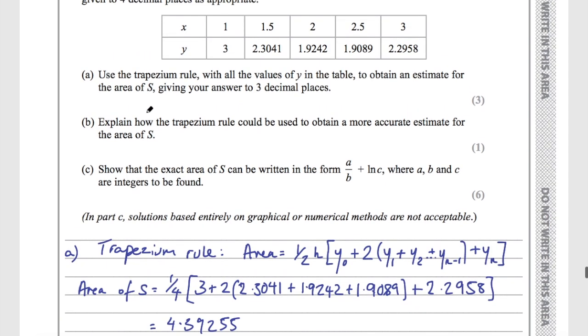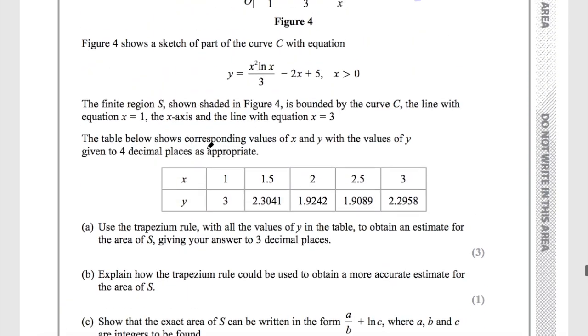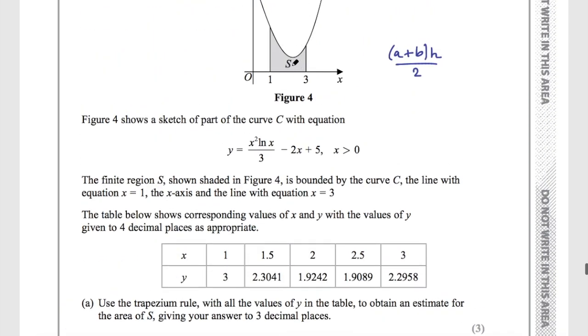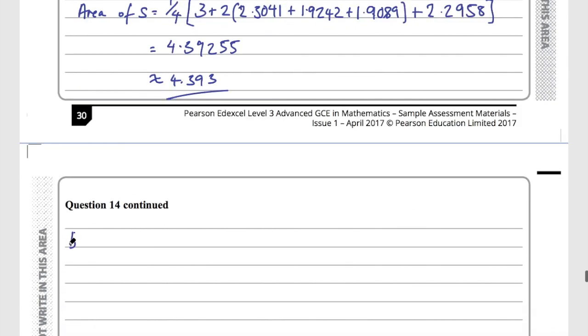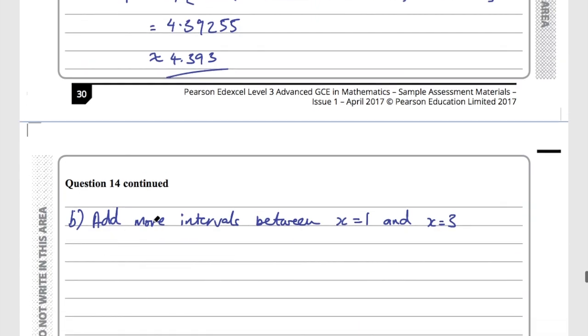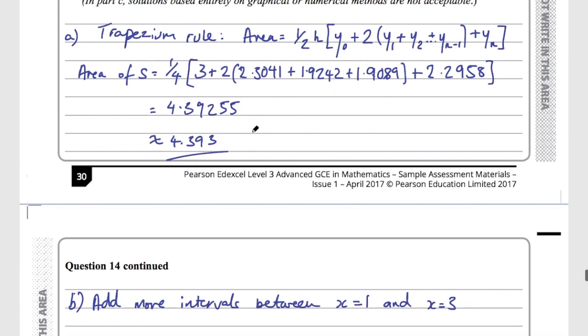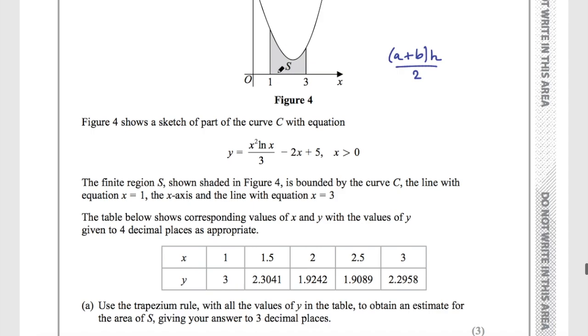Okay, part B says, explain how the trapezium rule could be used to obtain a more accurate estimate for the area of S. So if we were to estimate this more accurately, we might split it into smaller increments. So there are more little trapeziums we break this up into, and so the increment of the x values would be smaller. So we might go up by a quarter or something even smaller than that. So we can just say something like add more intervals between x equals 1 and x equals 3, or however you want to word that, as long as you're indicating that you're splitting this shape up into smaller areas and then adding them together.